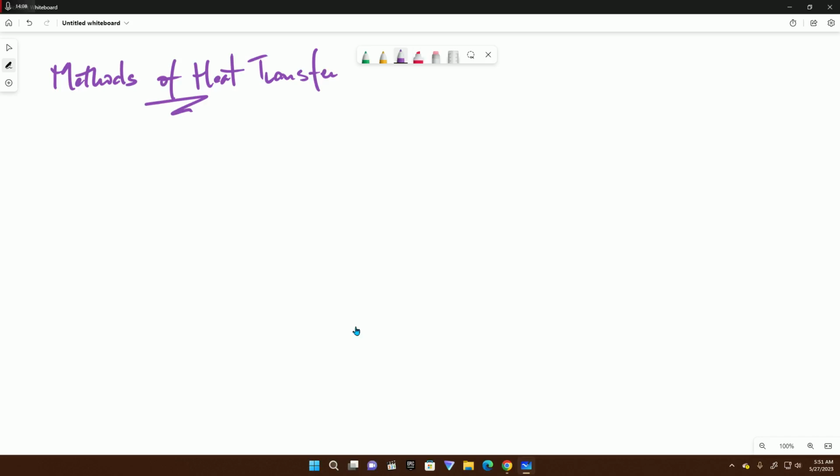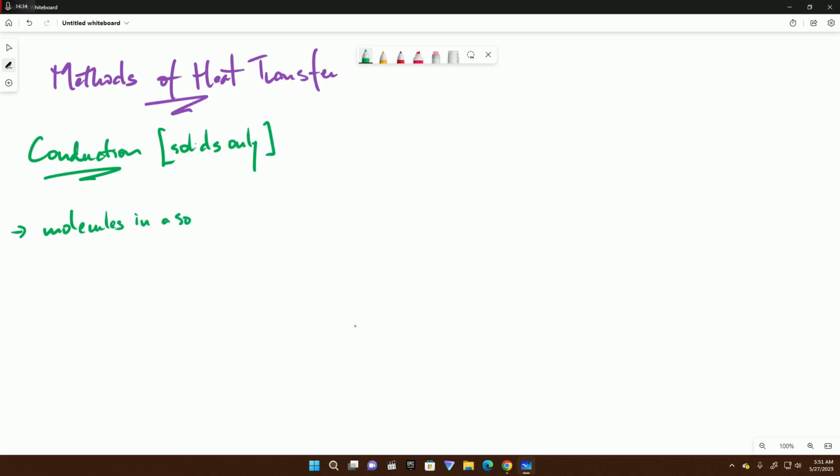Now, there are three methods of heat transfer: conduction, convection, and radiation. So, conduction. Conduction occurs in solids only. Conduction happens because molecules in a solid can only vibrate. Molecules in a solid can't move from one place to another.